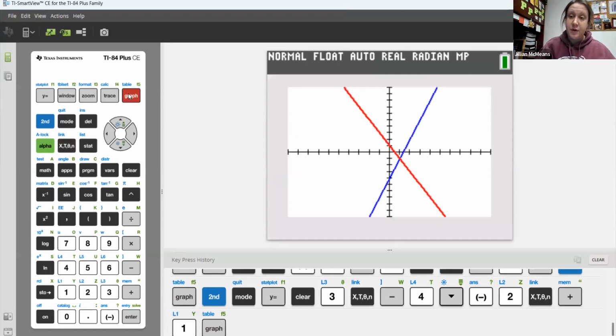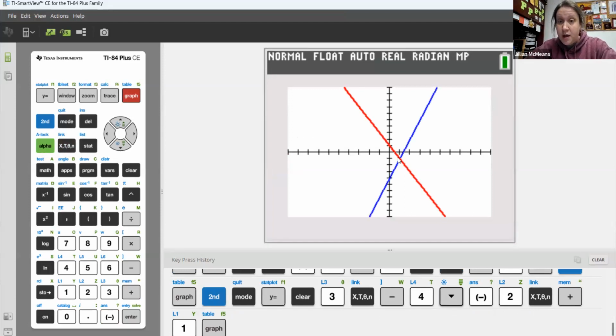So that is your system of equations, right? What we're looking for is where these two lines intersect. Visually, we can see it. It looks like it's right here at 1, negative 1, but we want to verify that it is at exactly positive 1, negative 1, my ordered pair, x being 1, y being negative 1. And our calculator will calculate this for us.